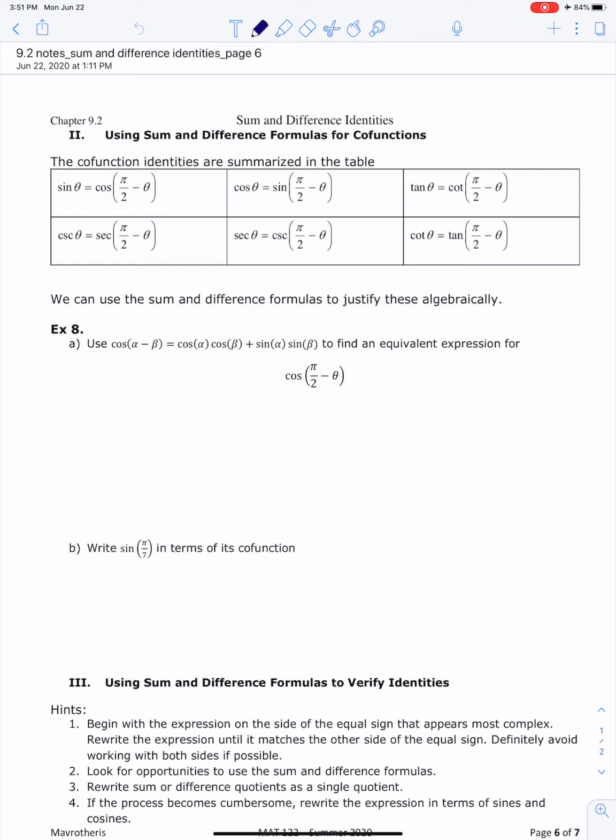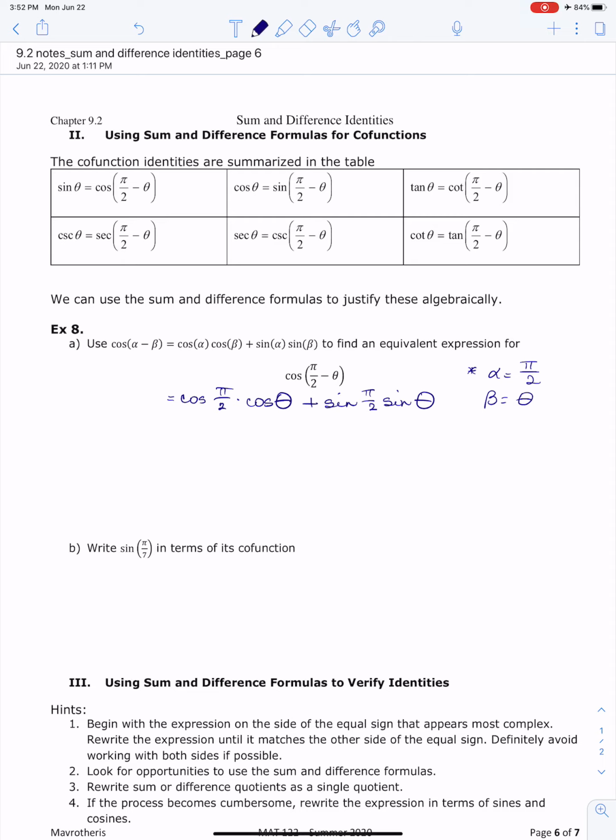So if I need a reminder here, my alpha is pi over 2. My beta is theta. It's important that we keep track of the order because this is a subtraction. And so things would change if we mixed things up. So we have cosine of pi over 2 times the cosine of theta, that's a times, plus the sine of pi over 2 times the sine of theta.